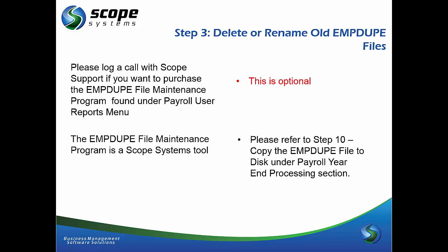If you want to delete or rename your old EMPDUPE files and you don't currently have the EMPDUPE file maintenance program, just log a call with Scope Systems and they can talk to you about purchasing it. It just enables you to rename or delete old EMPDUPE files. Previously, when you had to lodge by disk, you needed to lodge your EMPDUPE file starting with .AO1. You don't need to do this anymore because everyone has to lodge electronically. So if you want this program, just contact either your customer relationships manager or support and they'll sort that out for you.